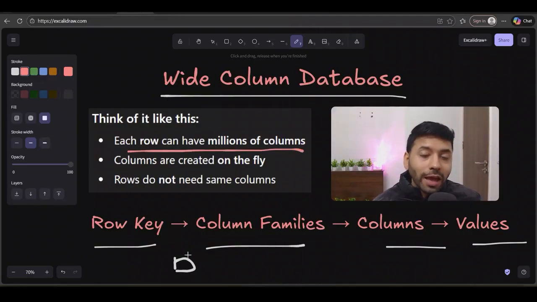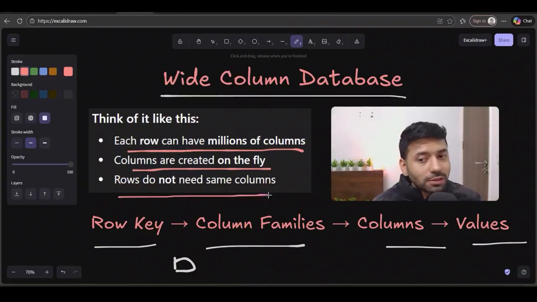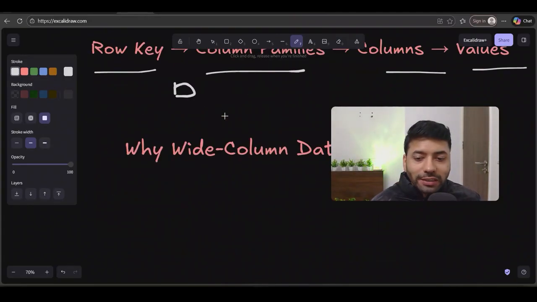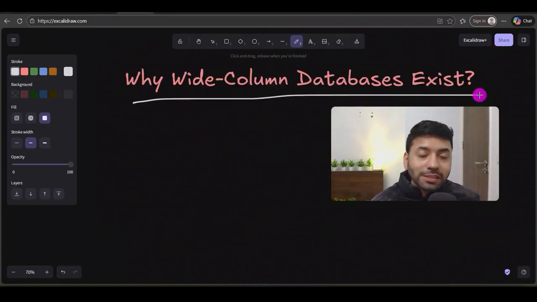Every row can have millions of columns, but the important part here is the schema is not fixed. The columns are created on the fly. So the rows do not need to have the same columns. Different rows can have different columns. Don't worry about it. We'll discuss more about wide column database and you'll get complete clarity. For now, let's see why wide column databases exist.